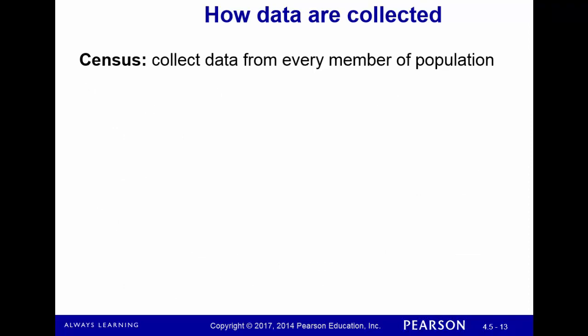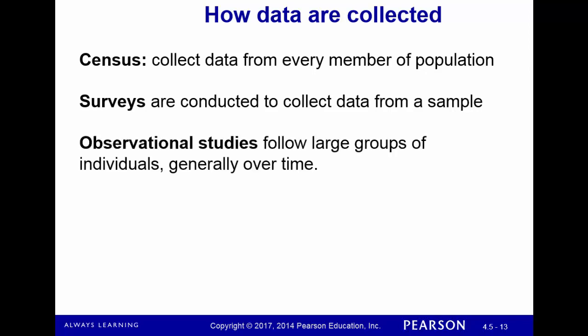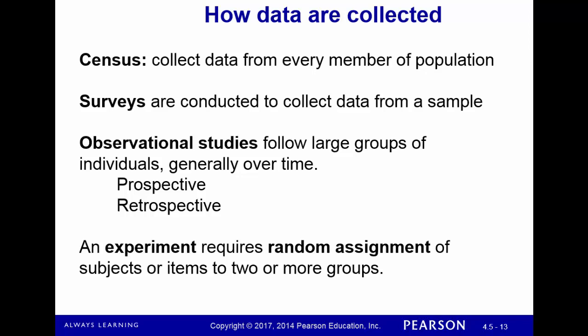So we mentioned before ways to collect data. We can do a census where we collect data from every member of the population. We can do a survey where we collect data from a sample. We can do an observational study where we follow large groups of individuals generally over time. We can do a prospective study where we identify the individuals and then we track them forward. We can also do a retrospective study where we identify the individuals and then we go back through their records to gather the information. And we can also do an experiment where we have random assignment of subjects or items to 2 or more treatment groups.